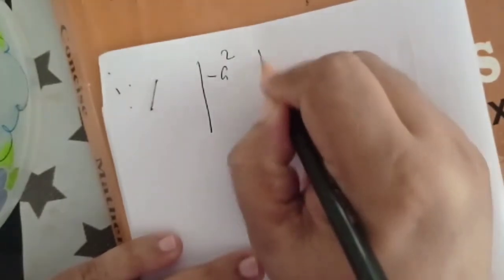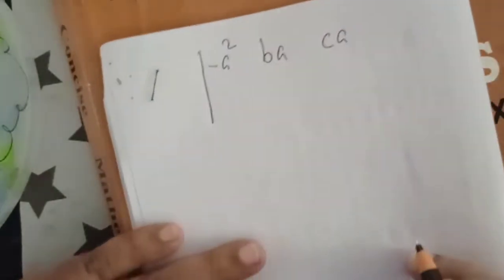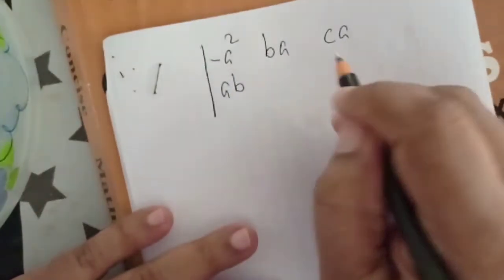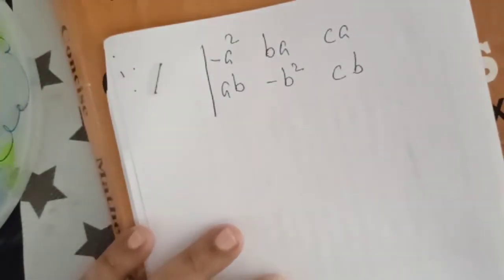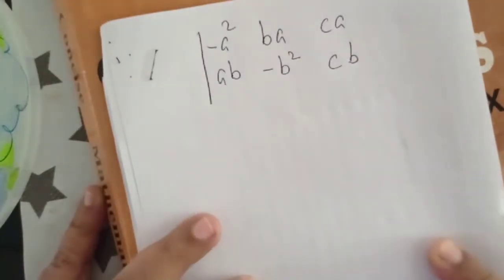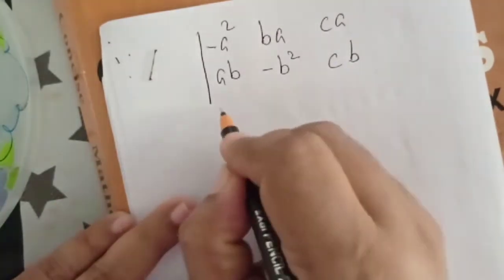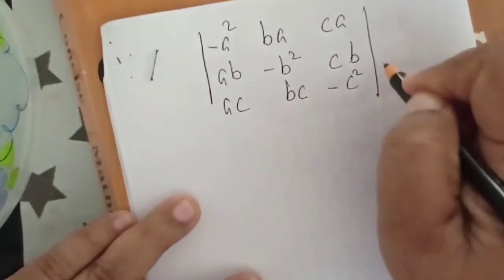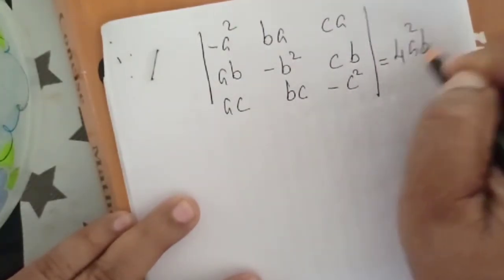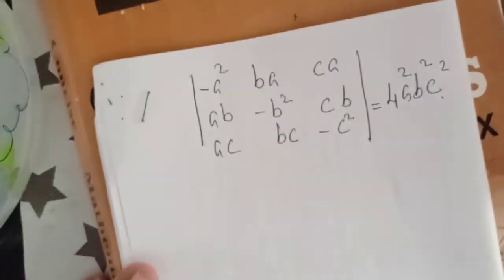Write down the next question. Prove that the determinant minus a square, ba, ca; ab, minus b square, cb; ac, bc, minus c square equals 4 a square b square c square. Copy the question.